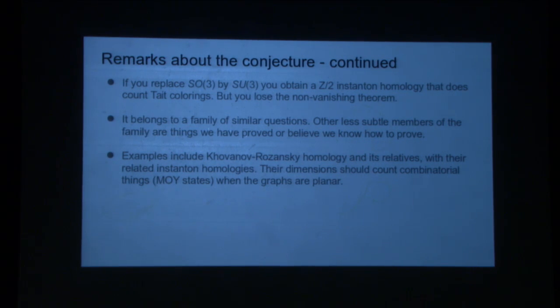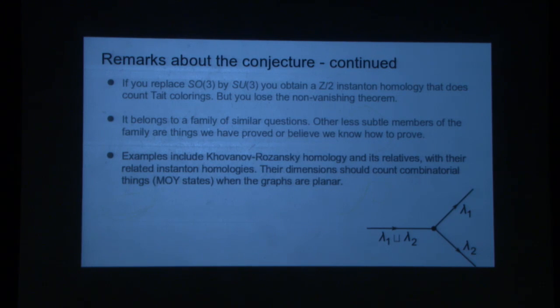The combinatorial things they count are Moy states. Given a trivalent graph, a Moy state is a labeling in which to each edge you assign a finite set, lambda 1, lambda 2. The graphs are directed, and when an edge splits, you must have a disjoint union, splitting into its two parts. For SU(N), the lambdas are subsets of 1 through n, and you specify their sizes in advance.